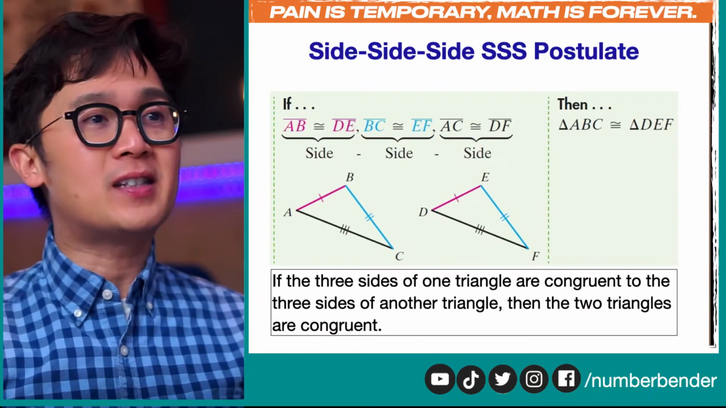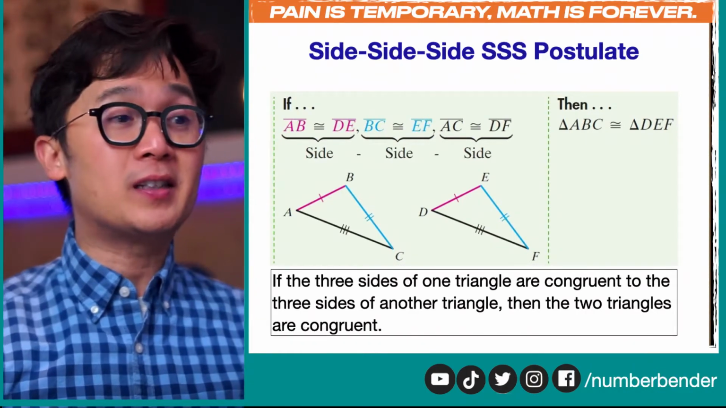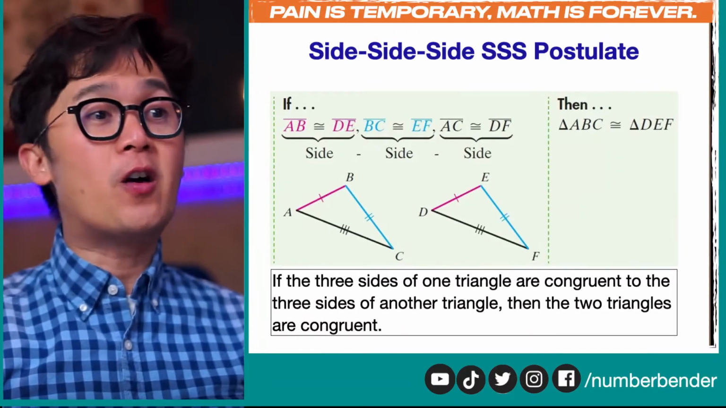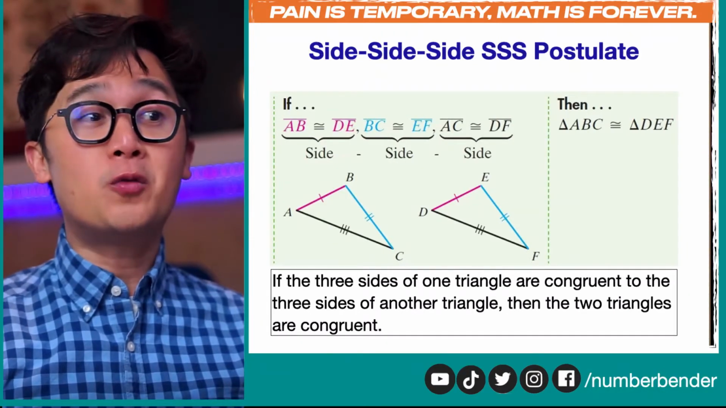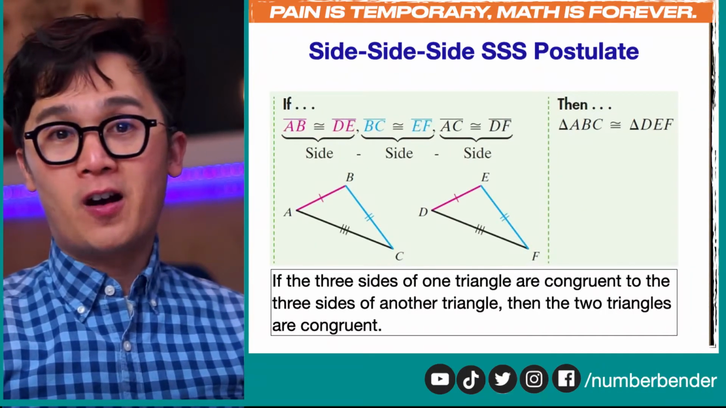So let's start with the side-side-side postulate, or SSS postulate, which means that if the three sides of one triangle are congruent to the three sides of another triangle, then the two triangles are congruent.